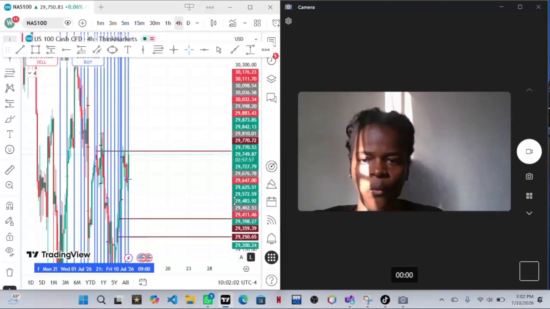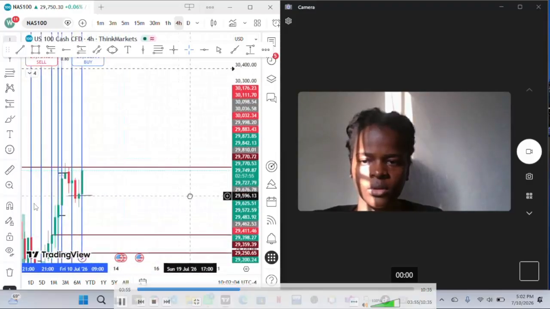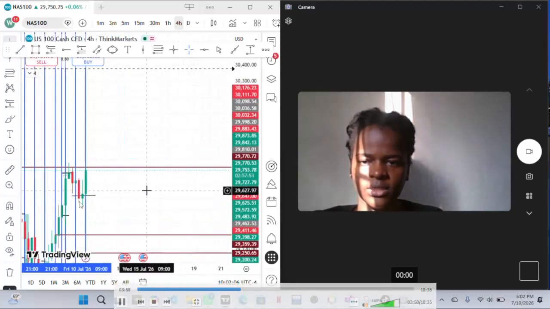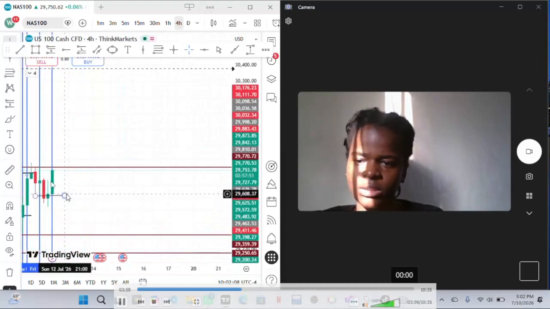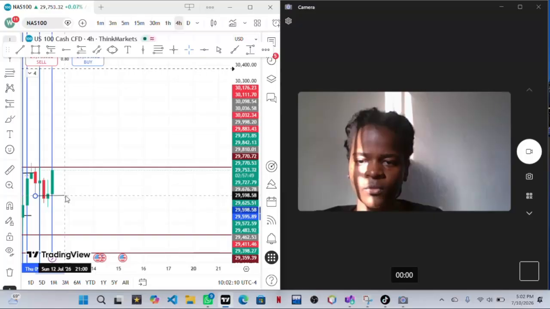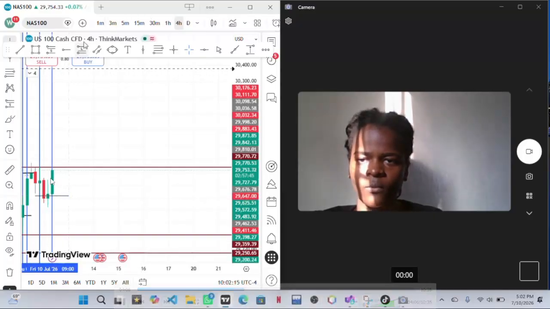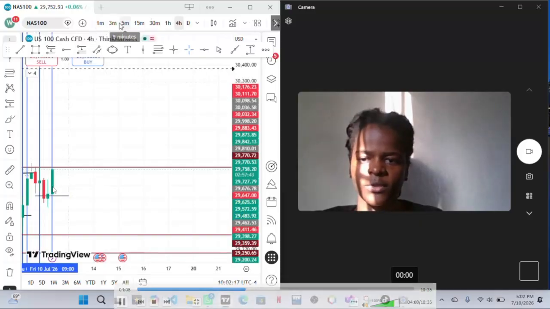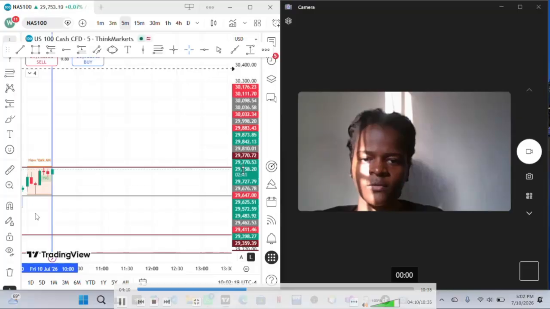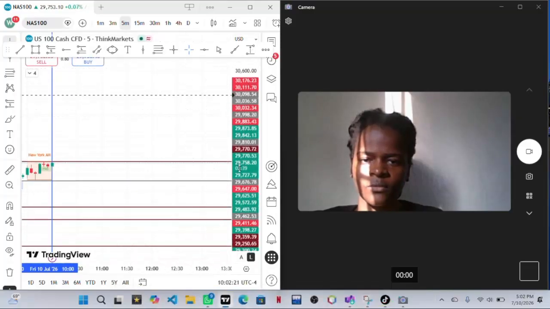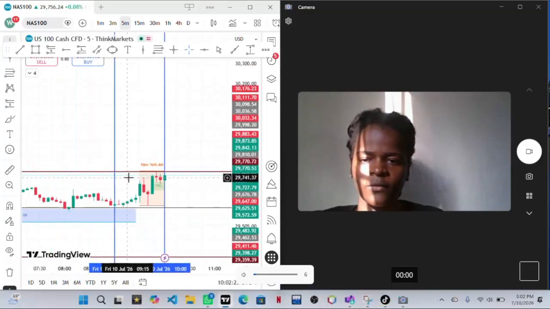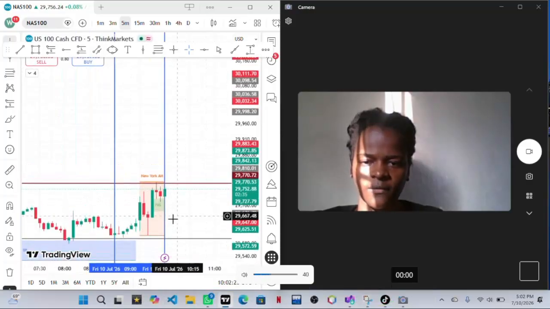So zooming out on the 4 hour time frame, it was really rallying up as we anticipated earlier, even before this candle was forming, and that's something amazing. Finally, I can get to know where price is moving at certain points.